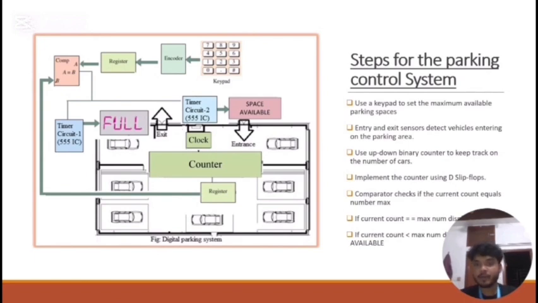Steps for the parking control system. Use a keypad to set the maximum number of parking spaces. Entry and exit sensors detect vehicle entry into the parking area. And here is the if condition: if the counter's current count is less than the max number, then there will be space available.